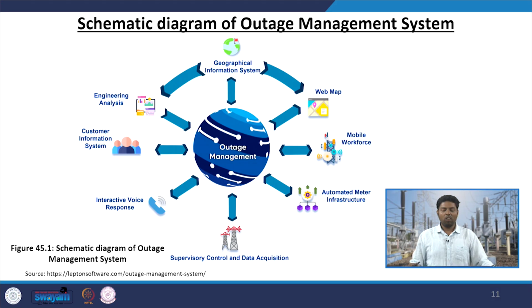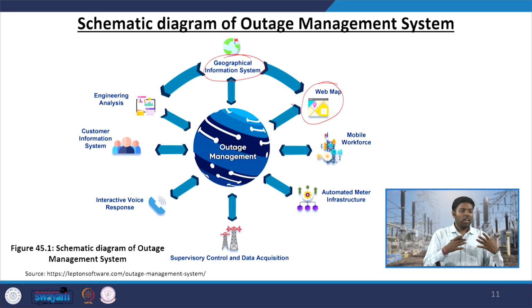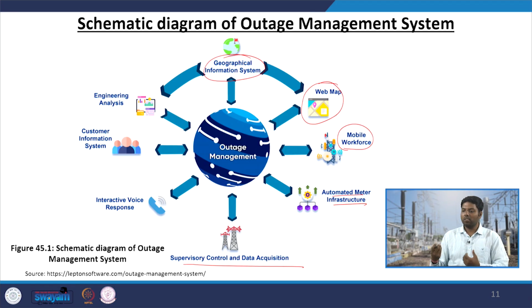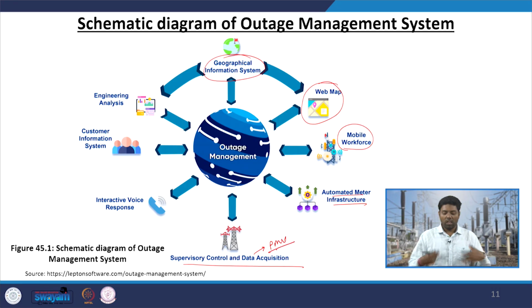So, this is the overall schematic of the outage management system. You need the geographical information because you always have to know where the customers are, and what geographical challenges you have there. Then you have to have a web map that will say which kind of equipment, how many transformers, how many lines, everything you have in your distribution system. Mobile workforce, that is your communication system. You have automated meter infrastructure, you have a supervisory control and data acquisition SCADA system, obviously that will give you the real time measurements, and with that you can also have the PMU system in the distribution system, which every time will give you real time updates of your system.